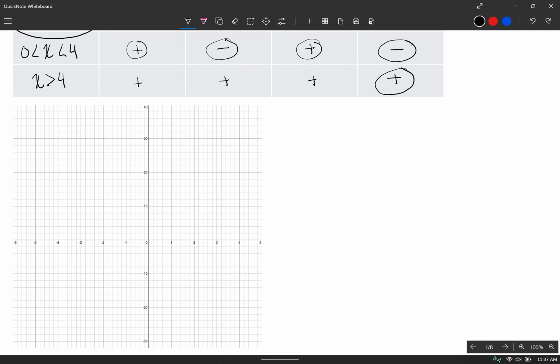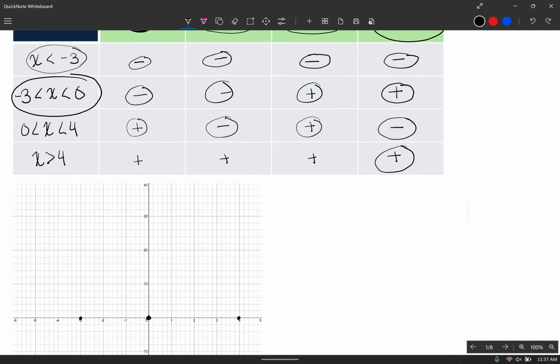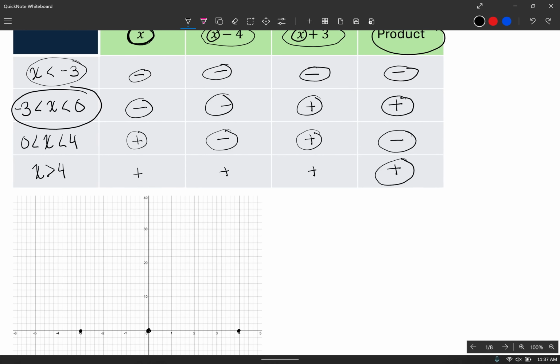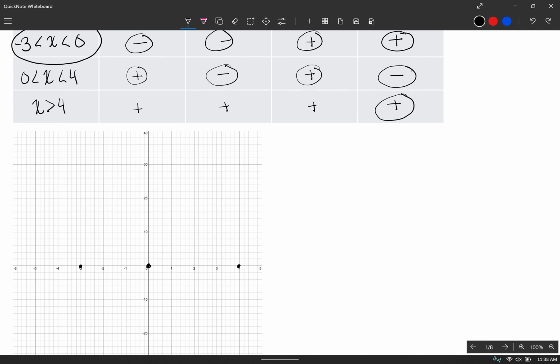So we're going to do a rough sketch here. Now I have zeros at negative 3, 0, and 4. So I'm going to go ahead and put my x-intercepts on there. Now I have already established that the x's that are less than negative 3, that's to the left, are going to have negative y values. So they're going to be below. So I know that my graph is going to start below, and then when it gets to negative 3, in between negative 3 and 0, I'm going to be having positive y values. So I'll be above the x-axis.